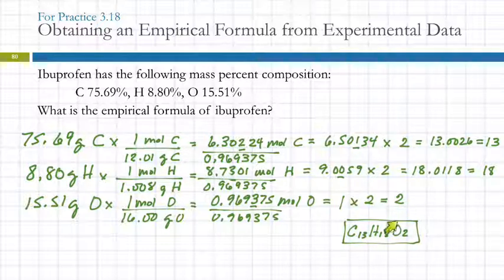And the reason that one of these isn't 1 is that this whole number ratio cannot be simplified, right? 13 to 18 to 2, you can't reduce that at all, okay? Sometimes you have to multiply by 3 or 4 or something else. Any other questions?